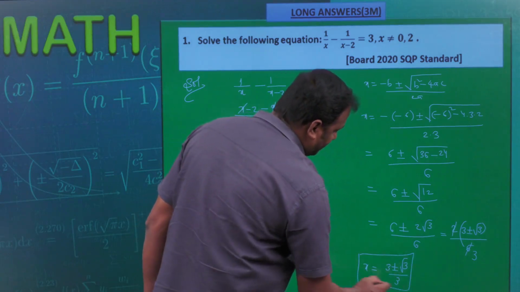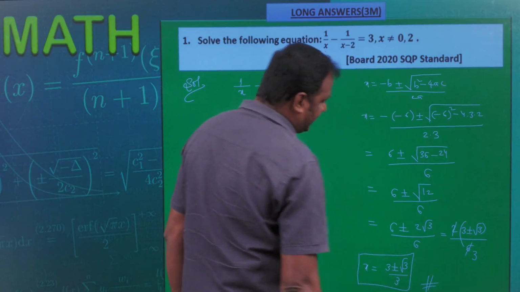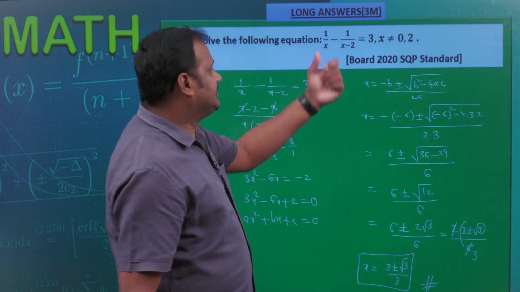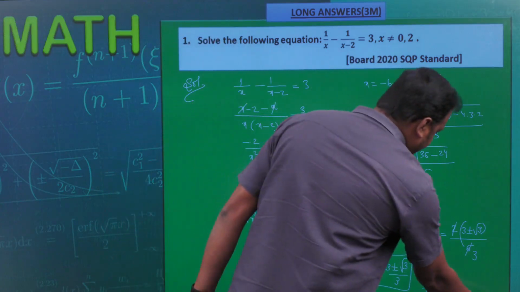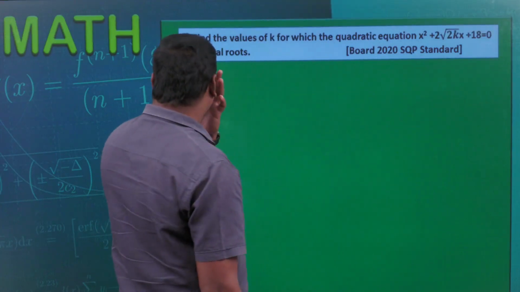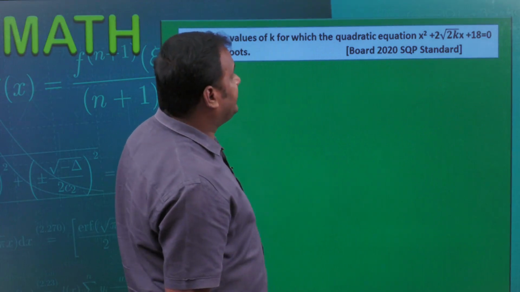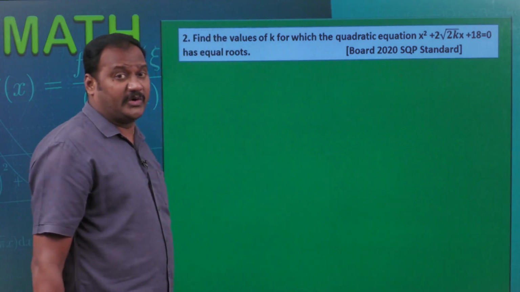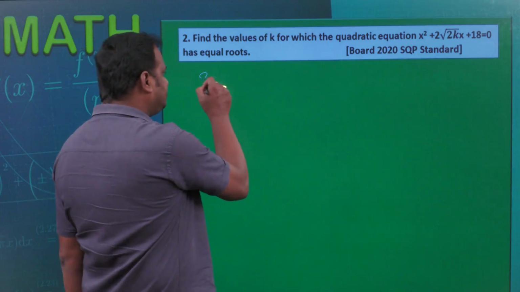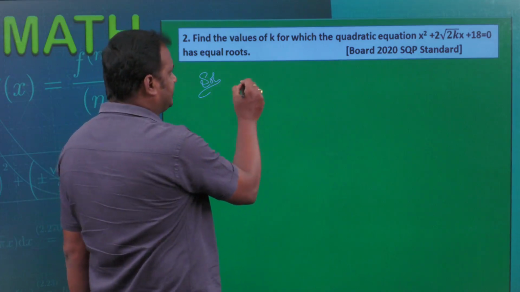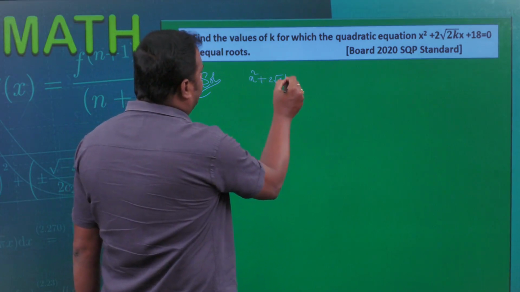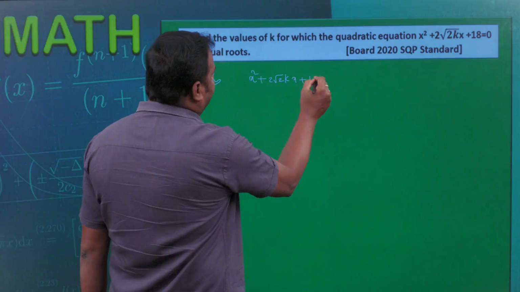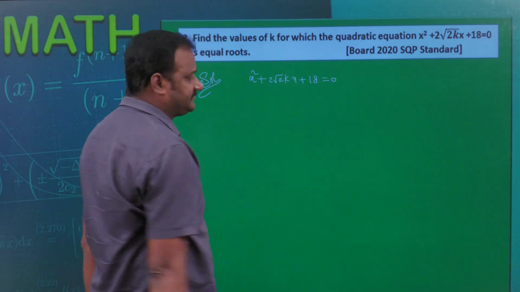So this way, we can find out the value of x or the roots of this quadratic equation. Hope you understand. Right. Moving on to the next problem. Find the value of k for which the quadratic equation has equal roots. The given quadratic equation is x square plus 2 root 2k times x plus 18 is equal to 0.